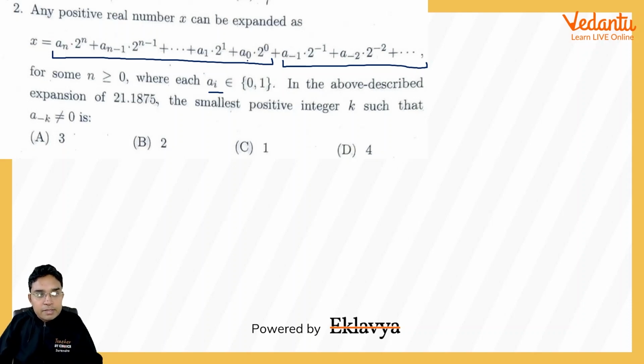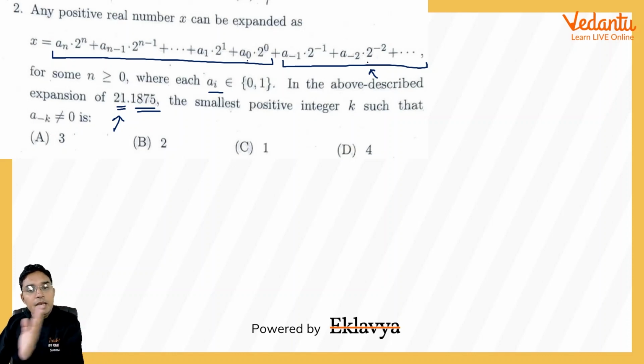So here you can see this 21.1875, this 21 part will be coming from this first one, and 0.1875 will be coming from this one. Okay, we are looking for k such that a minus k is not equal to 0. That means we should be focusing on the later part only, not the first part. Now, I think this is not very difficult.